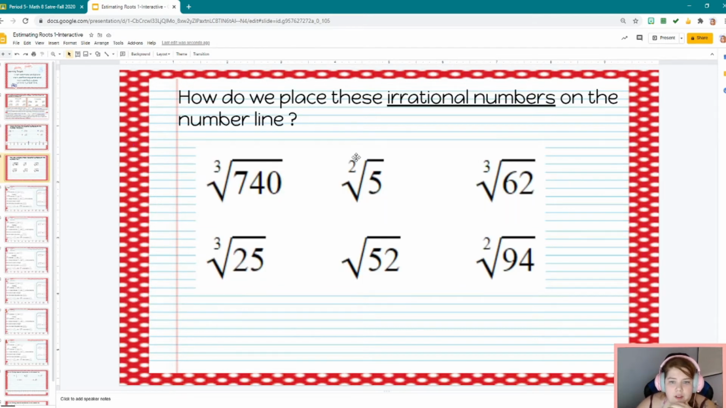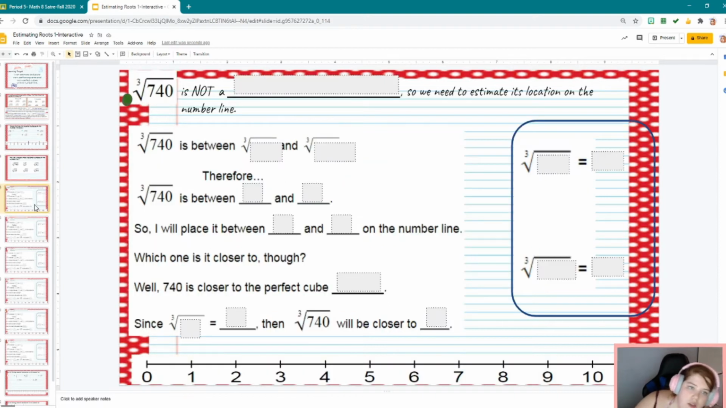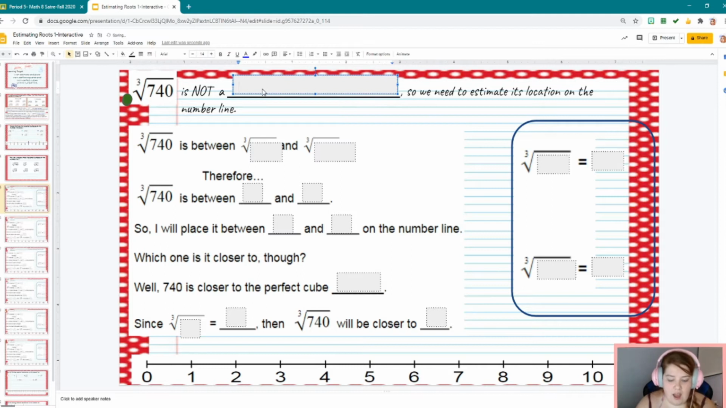However, how do I figure these numbers out? They're not perfect squares, so I need to figure out where they can go. So we know that 740 is not a perfect square. And in this case, it's not a perfect cube. It's asking us for the cube root. It's not a perfect cube, so I need to estimate its location on the number line.